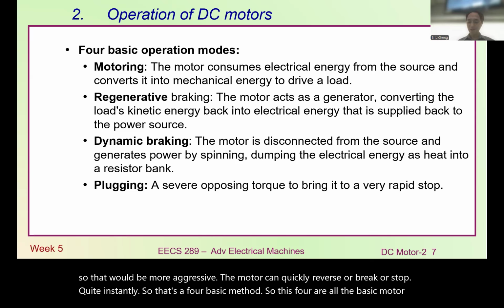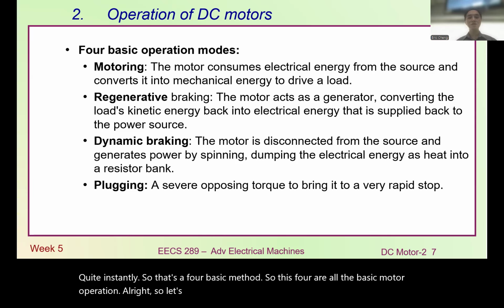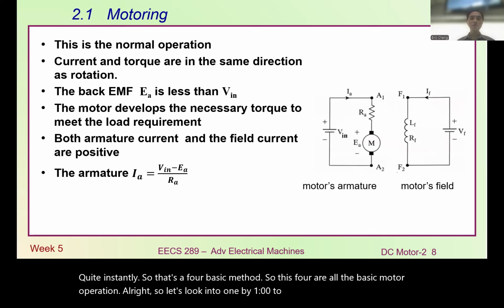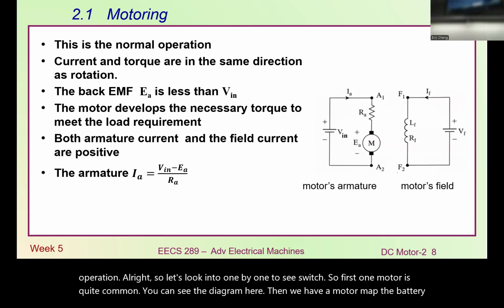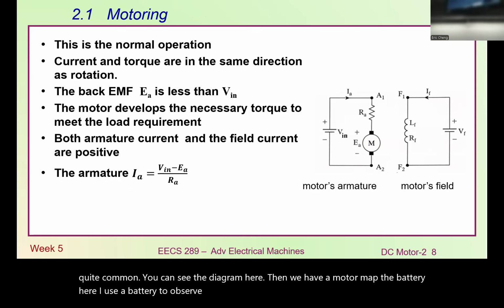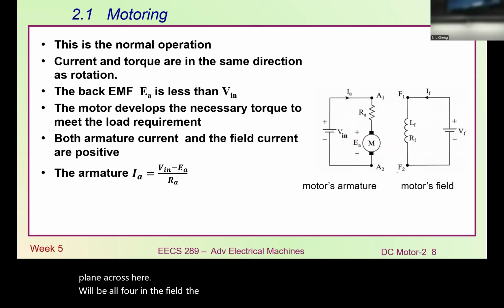All right, so let's look into them one by one to see which is which. The first one, motoring, is quite common. You can see the diagram here. We have a motor, we have the back EMF, and the battery here. I use a battery because the DC source can be anything, right? The voltage across here will all be flowing in here. The current IA is positive.